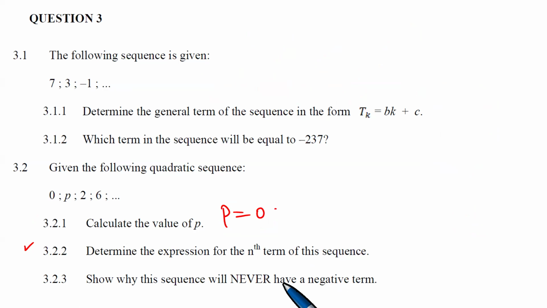Tn is equal to an squared plus bn plus c. Well done. Thank you so much. Plus tn. Yes, that's fine. I get you. But I'm trying to make sure that we are sure of this.